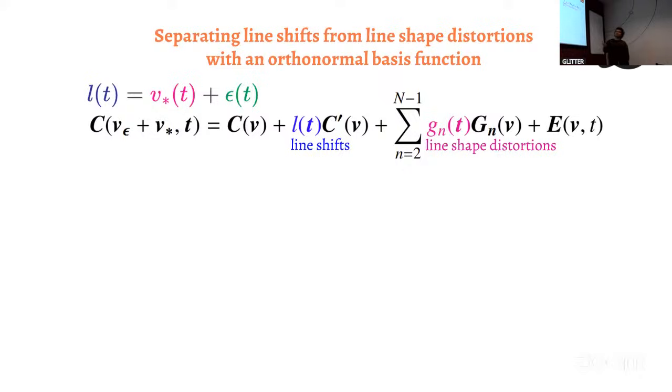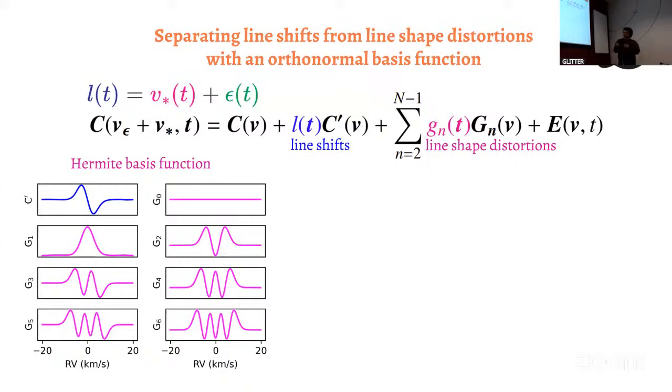However, line shape distortions will induce more complex dependencies. We will try to model them with a line shape distortion basis function. The other constraint that we impose is that this line shape distortion basis function is orthonormal to these first order derivatives. So we are able to fully separate line shifts and line shape distortions. We have found that an optimal choice of this basis function is the Hermite basis function, which is the same as doing the derivatives of the Gaussian fit to the CCF.